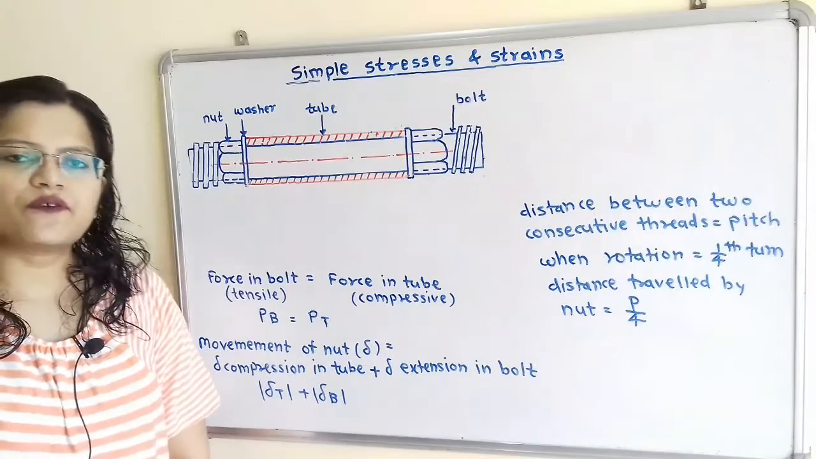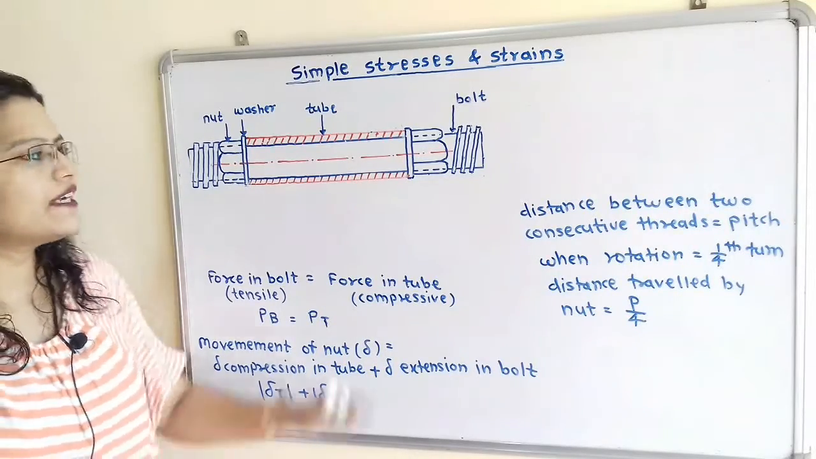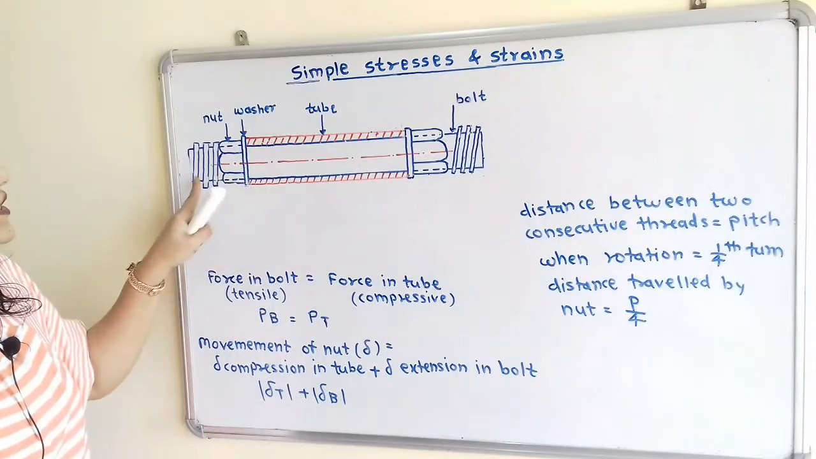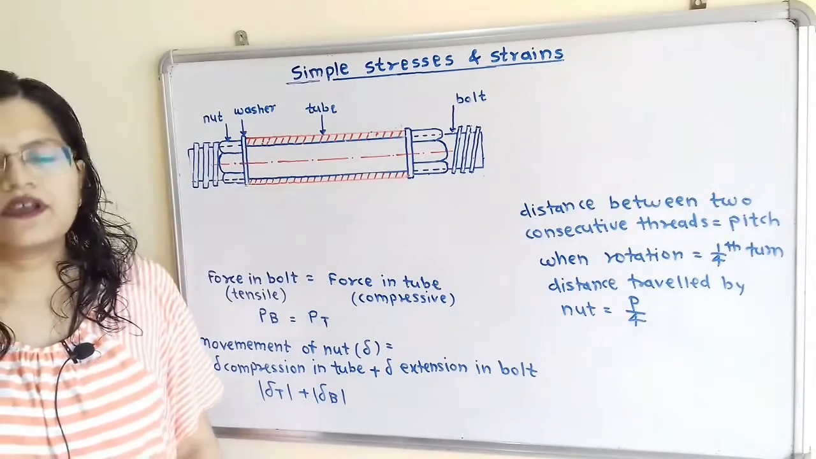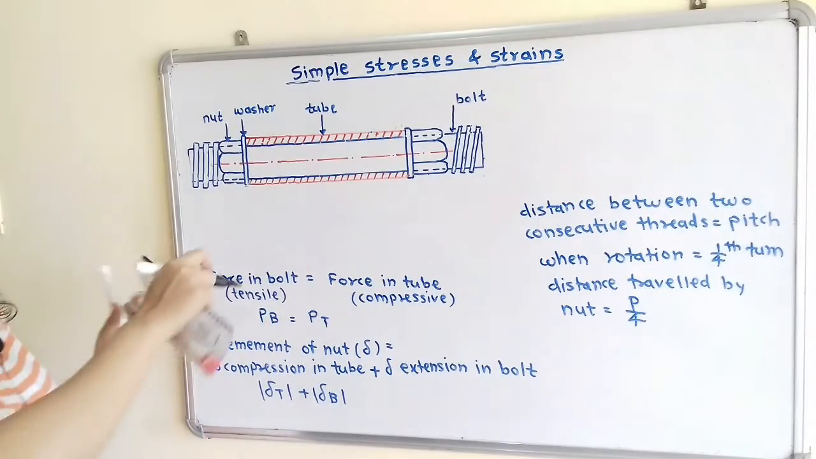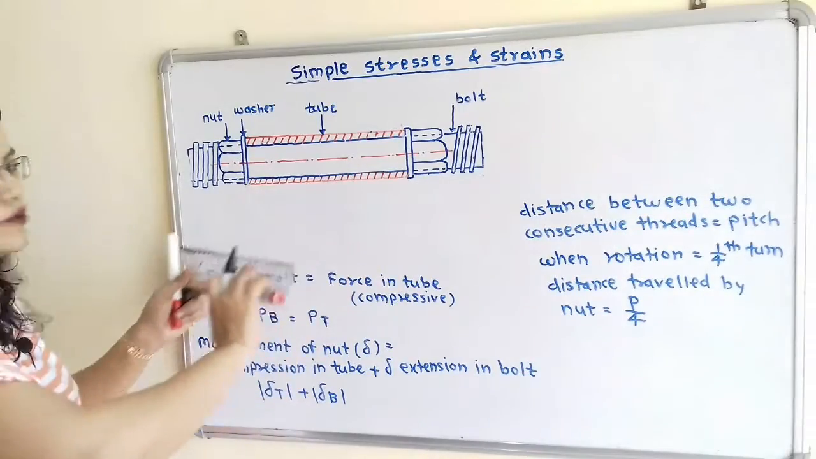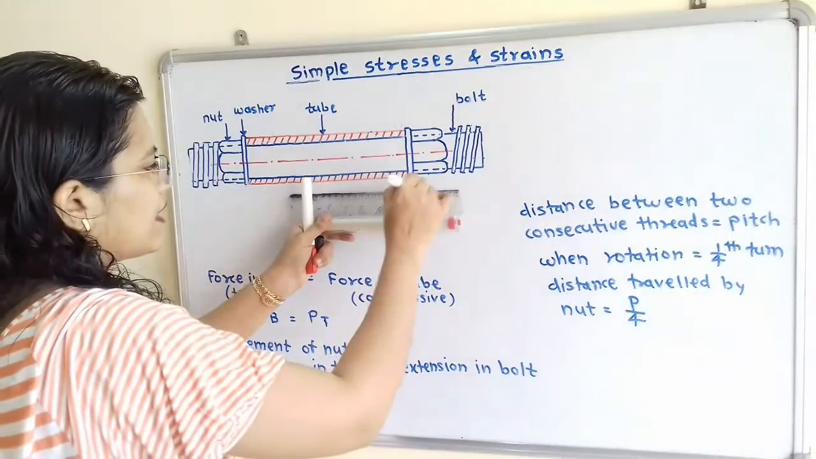Now how are these forces acting? So what is happening when we tighten the nut on this bolt? We will show the direction of movement. So the direction of movement of this nut is towards the tube. So I will show here the direction.